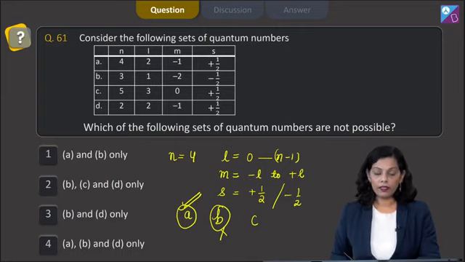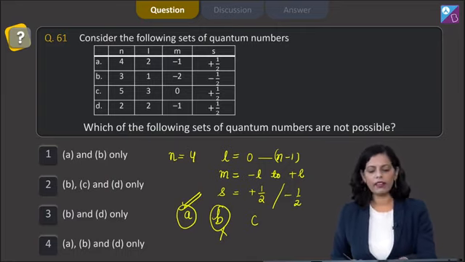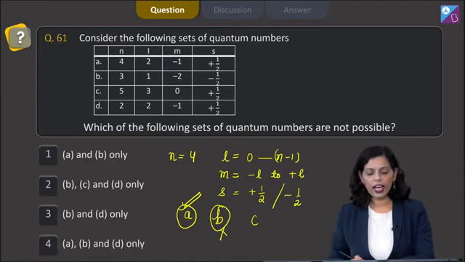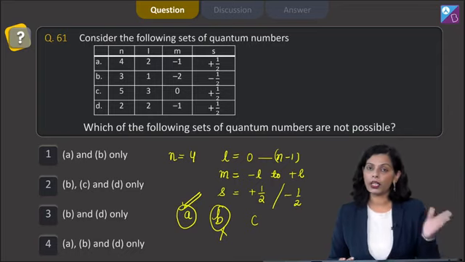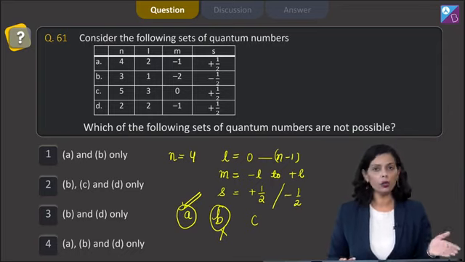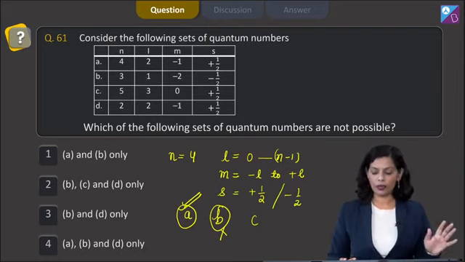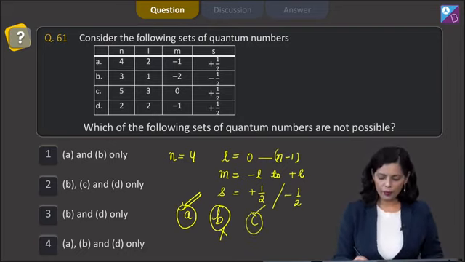It says the n value is 5. Great. The l value can be 3. It is 0 to n minus 1. Then the m value is 0. It is also possible because the value of m is dependent on the l value, right? From minus l to plus l. It is also feasible. And then the s value is plus half. So C is also valid.